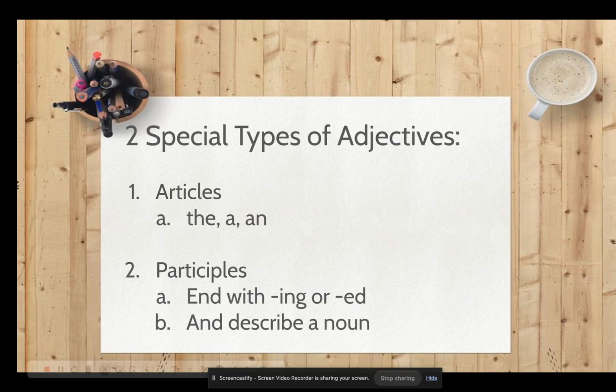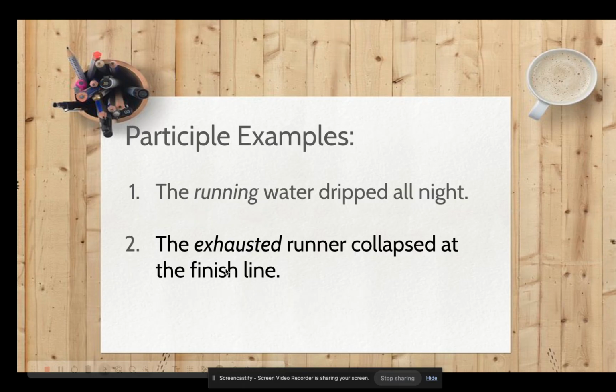There are two special types of adjectives, and this I want you to write down. The first type is an article, which is the, a, or an, and we have learned those before. So that's a review, but I still want you to write it down. The second type of adjective is a participle. So participles end with ing or ed. So they are words that end with ing, like running, or ed, like exhausted, tired. And they describe a noun. Okay, because this is all under the category of adjectives. So I'm just going over two specific types. So pause it if you're not finished writing this down yet.